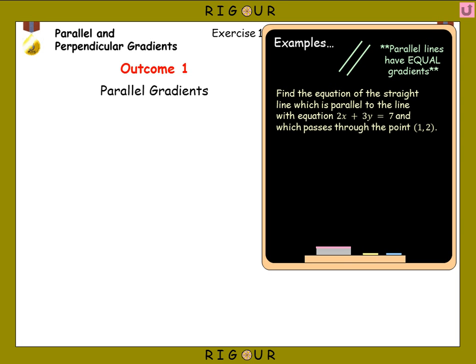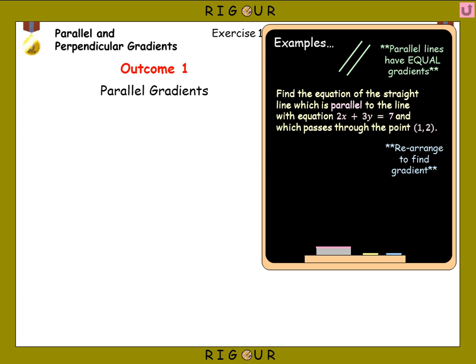So here's a typical higher maths question. Find the equation of the straight line which is parallel to the line with equation 2x + 3y = 7 and which passes through the point (1, 2). So the keywords in this question are parallel, the equation and the point. That's the relevant information for us.